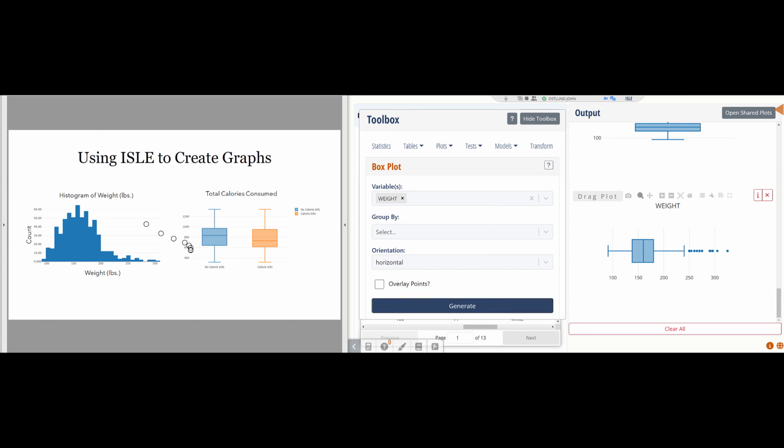What about weights? Because the selection of whether someone received calorie information or not was purely randomized, you know, flipping an invisible coin or something along those lines, there should not be any difference in the weights between the people who received calorie information and the people who did not. And let's see if that's true.